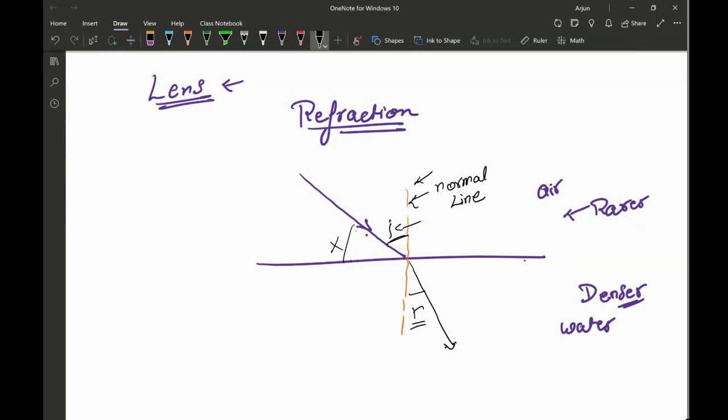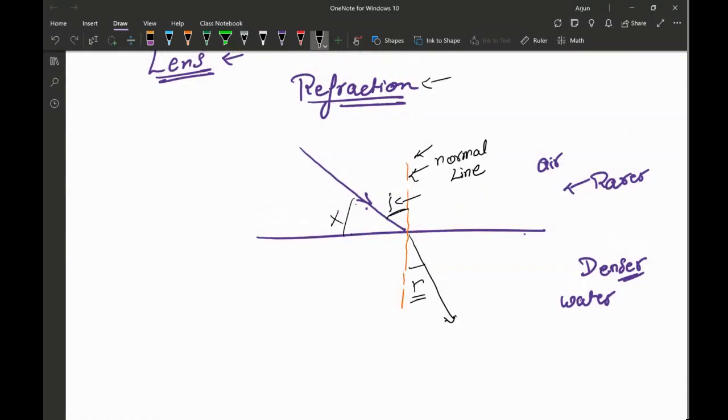So the law of refraction says when the light passes from rarer to the denser medium, then it will bend towards the normal line. And that's what's happening in this diagram. This would have been the ideal path. This would have been the path of the light, but it bent towards the normal line, which is the orange line. So that is the law of refraction.